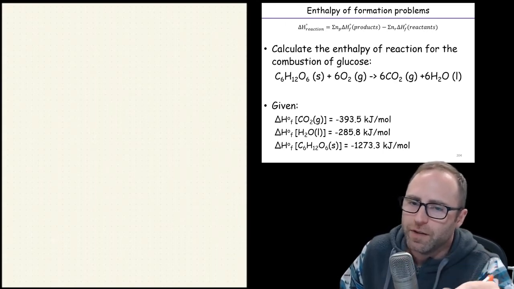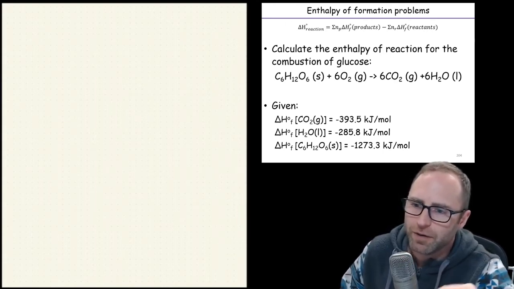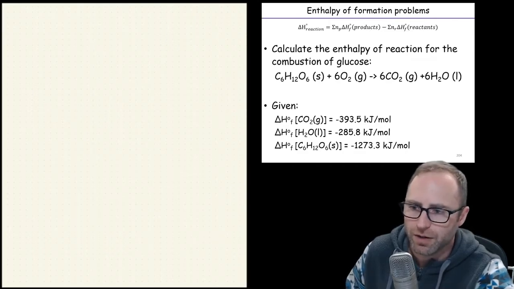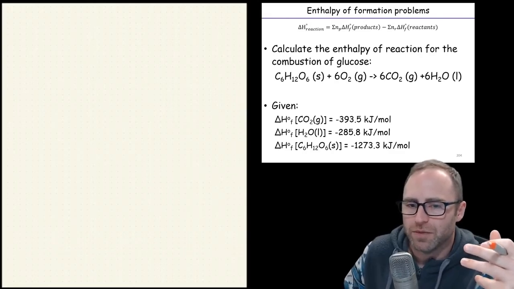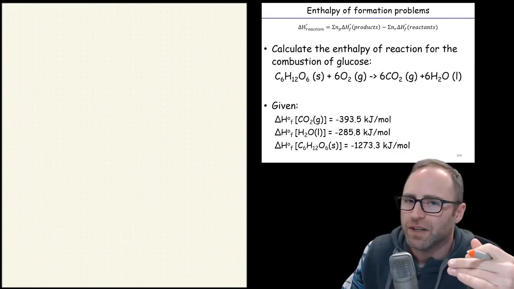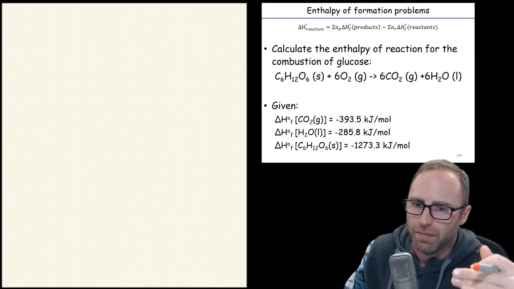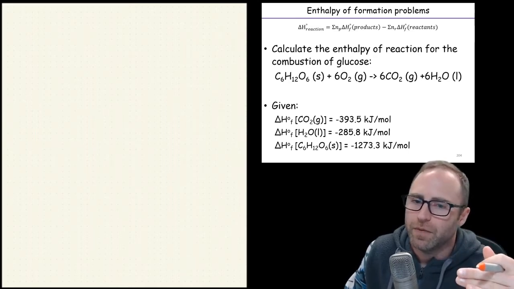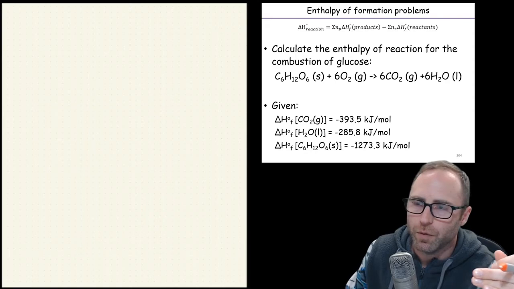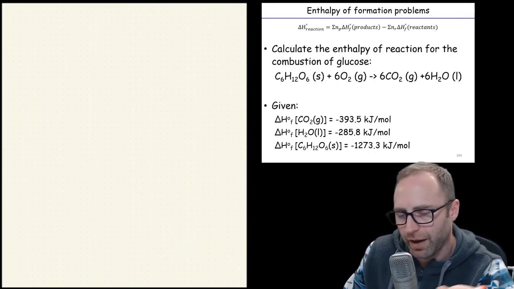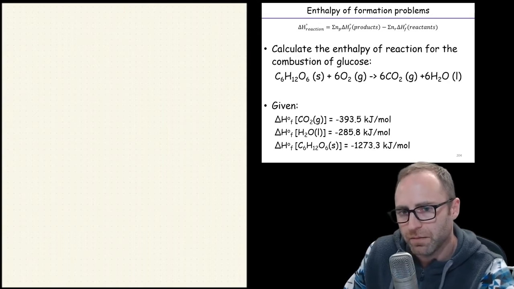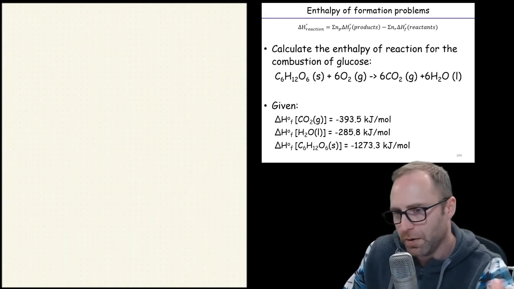First off, everything on the left-hand side of the equation is our reactants. Everything on the right-hand side is our products. Personally, I like to write out these problems in a few steps because I find that it helps me orient my thoughts better. It takes me more time, but I'm a big fan of getting the problem right, even if it takes a little longer. But to each their own.